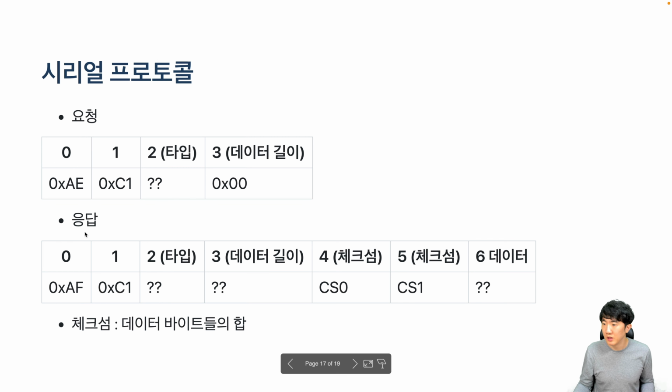In the response packet, after the data length, the next 2 bytes are the checksum. This checksum is represented as a 16-bit value that is the sum of all the data bytes that follow. For example, the first byte is the checksum first, and the second byte is the checksum second.